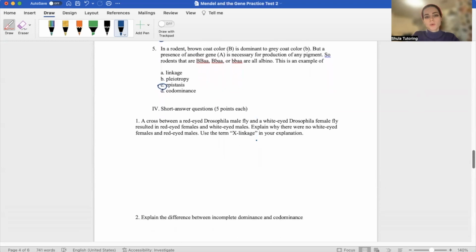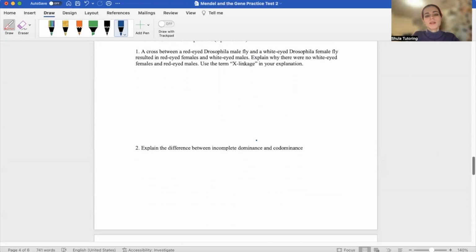Short answer questions. A cross between a red-eyed Drosophila male fly and a white-eyed Drosophila female fly resulted in red-eyed females and white-eyed males. Explain why there were no white-eyed females and red-eyed males. We have to use the term X linkage. Let's just construct a Punnett square.